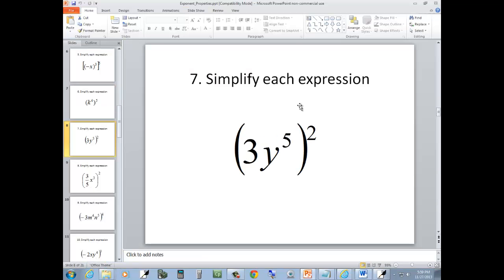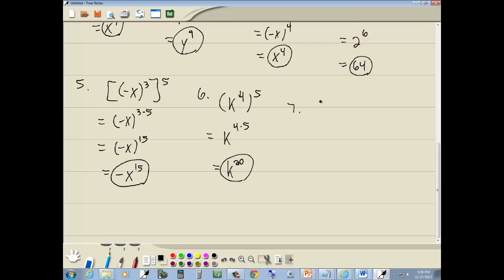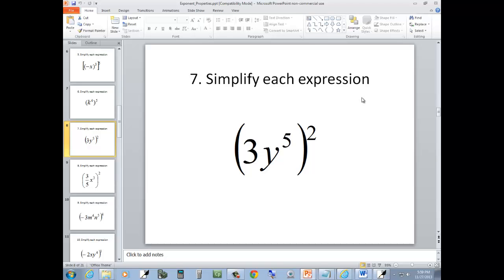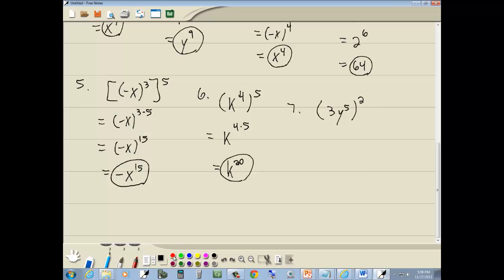Okay, here's the one I want to get down to. We got 3y to the 5th raised to the second power. I almost think it should be called the distributive property of exponents. Maybe even my name on it. I don't know why they didn't give it that.